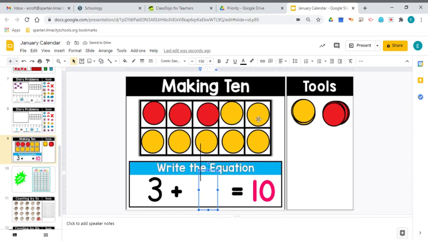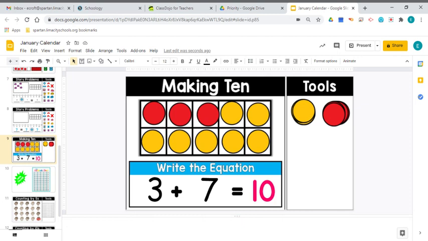That's a little trickier. And sometimes I've had kids say, I picture the 10 frame upside down. And I can see that there are 7 there because there's 5 and then there's the 2 more. So let's go ahead and put the 7 there because there are 1, 2, 3, 4, 5, 6, 7. And that's one way that we make 10. 3 plus 7 equals 10.